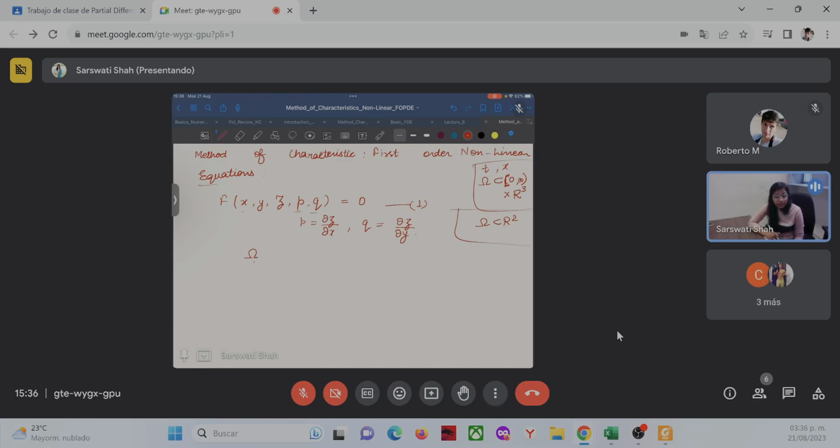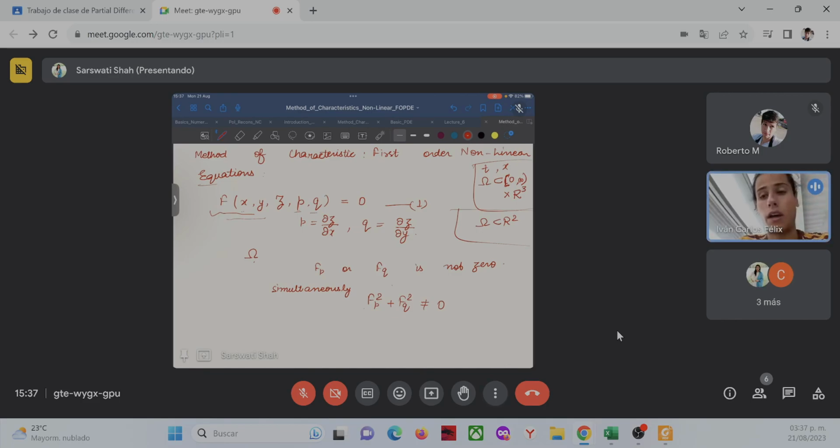The next thing, we are assuming that F_p and F_q are not 0 simultaneously. So can you guys tell me what is the meaning of F_p and F_q not being 0 simultaneously? Anyone? F_p is the derivative of this function with respect to p, and F_q is the derivative of this function with respect to q, and they do not vanish simultaneously. It means F_p squared plus F_q squared is not going to be 0. Anyone explain? This is very simple.